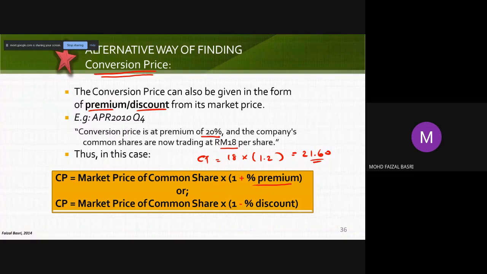Kalau you pergi, I don't know, department store mana-mana, you find any interesting things, and dia kata discount 30% katakan. So it's the same thing. Katakanlah conversion price is at a discount of 30%, which is currently selling at 18 ringgit. Okay, I tukar discount of 30%. So if it's discount, we're gonna minus. So 1 minus discount is 70%. Okay, 1 minus 30% is 70%. So 70% darab dengan 18. So it will be 18 times 0.7.